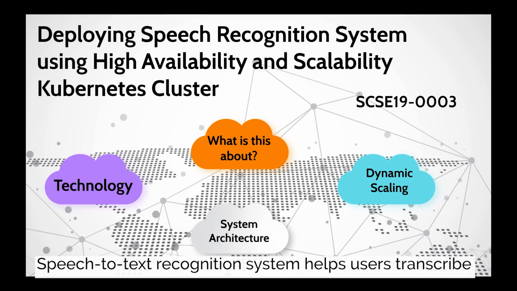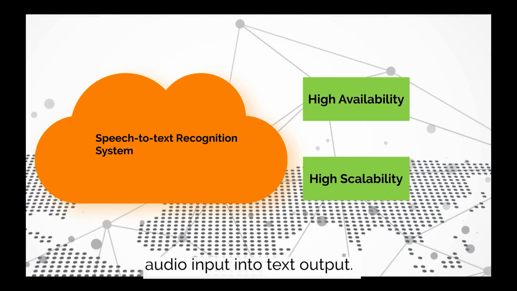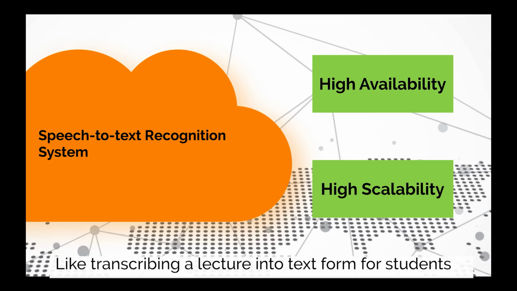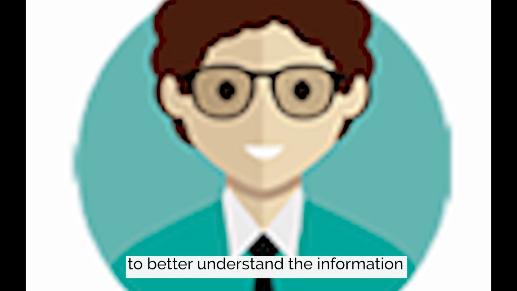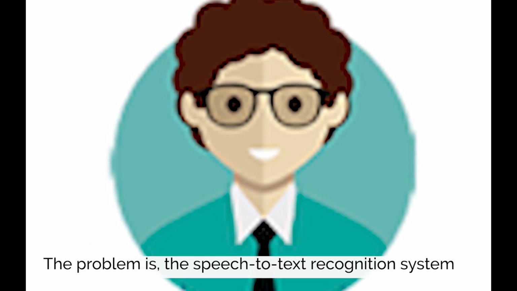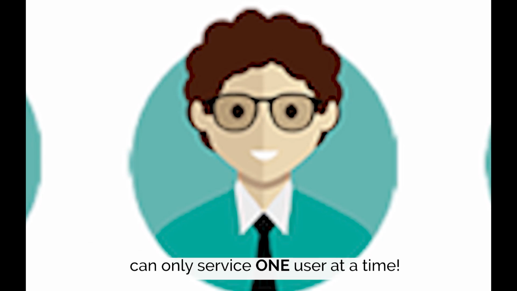Speech-to-text recognition system helps users transcribe audio input into text output. It is very useful in our daily life, like transcribing a lecture into text form for students to better understand the information. The problem is, the speech-to-text recognition system can only service one user at a time.